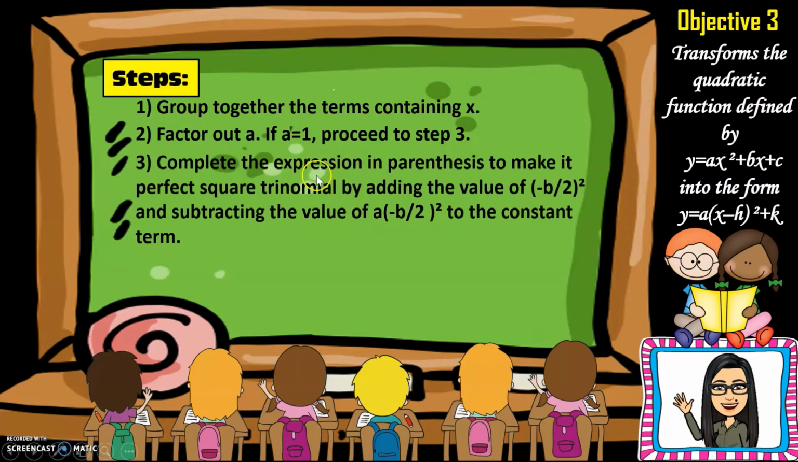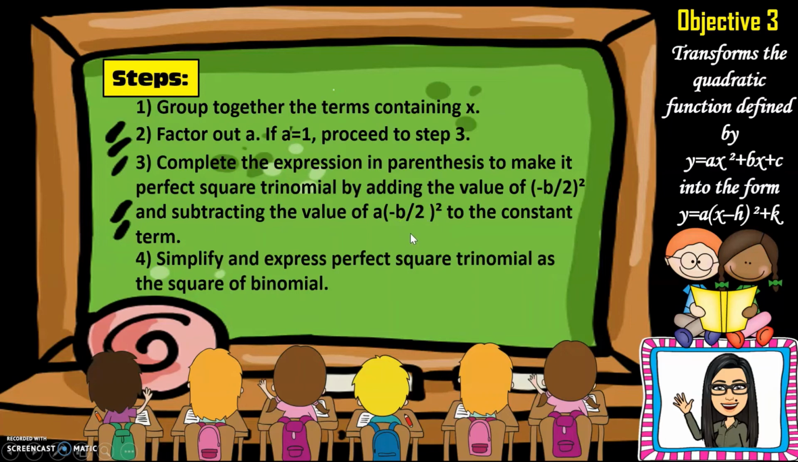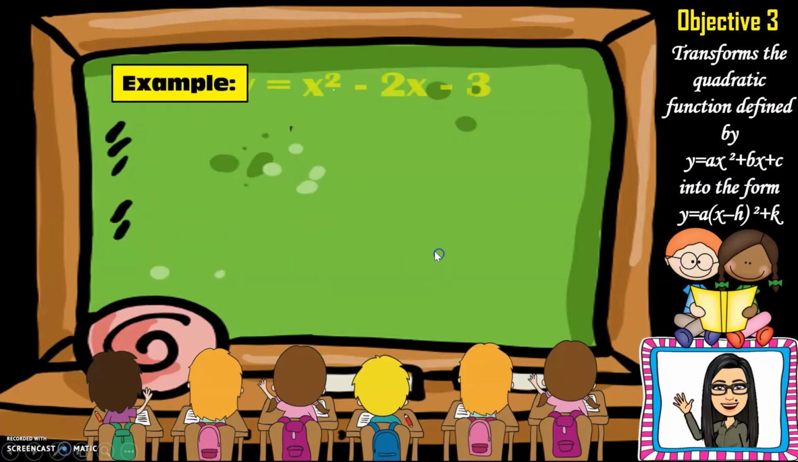Third, complete the expression in parentheses to make it a perfect square trinomial by adding the value of (-b over 2) squared and subtracting the value of a times (-b over 2) squared to the constant term. And the last one, simplify and express the perfect square trinomial as the square of a binomial. For you to understand it, let's have this example.